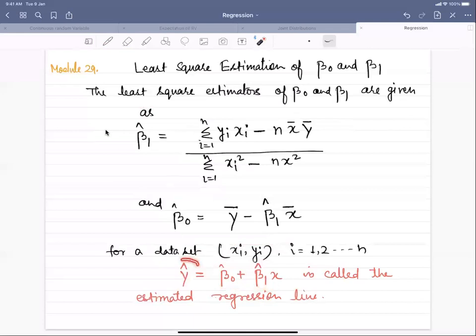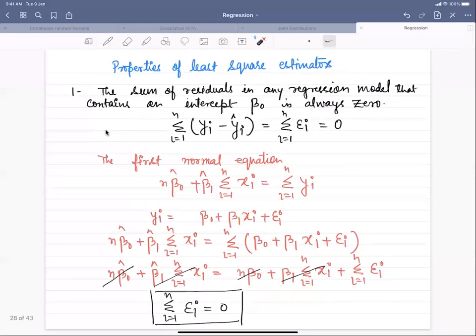So this value we can write, y cap is equal to beta naught cap plus beta 1 cap x, is called the estimated regression line. So these are estimators because beta naught cap and beta 1 cap are estimators. So this is again the estimator of the y for the actual observation, right? So this is called estimated regression line.